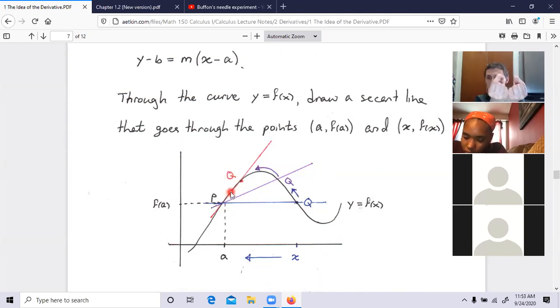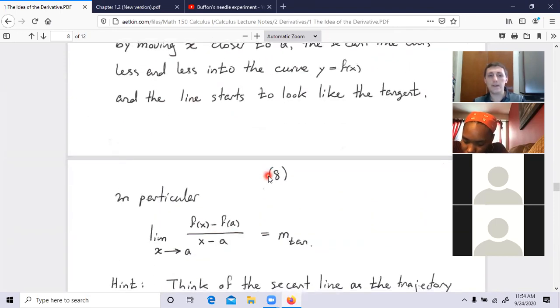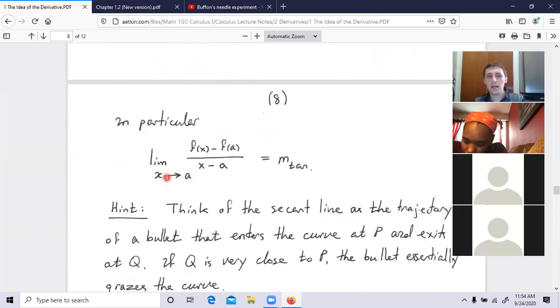In other words, what you do is you merge the 2 points of intersection of the line, so it now looks more like the trajectory of this line grazes the curve, does not pierce through it as much. Okay, so the slope of the tangent line is defined to be the limit as x goes to a of the secant slope.